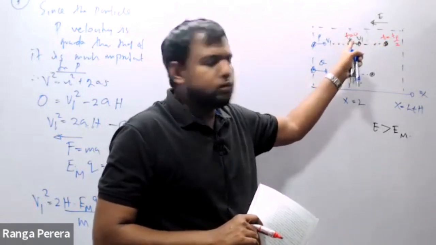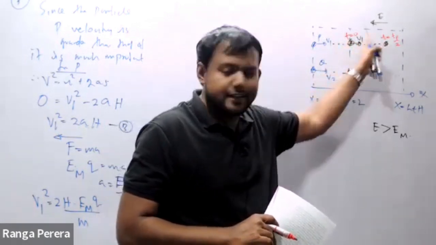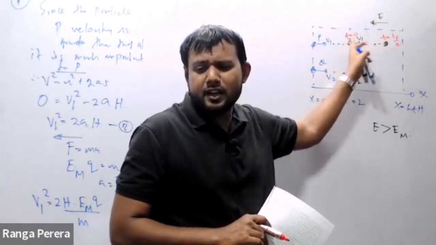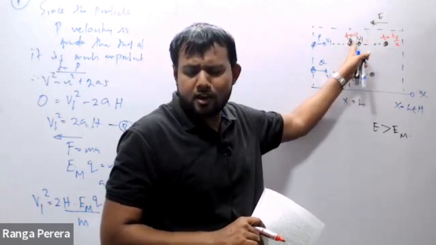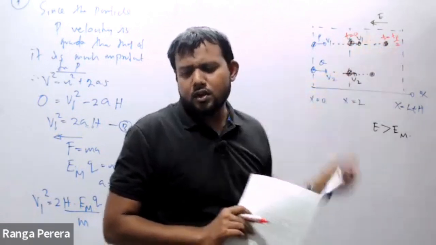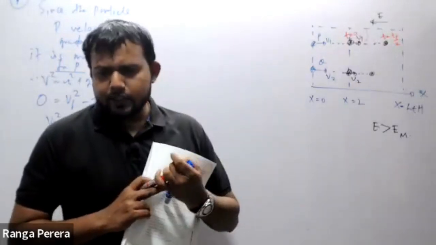I'm telling you, the time duration is identical for both instances. Let me take the time duration from here to there as Tp divided by 2. Are you clear with this?